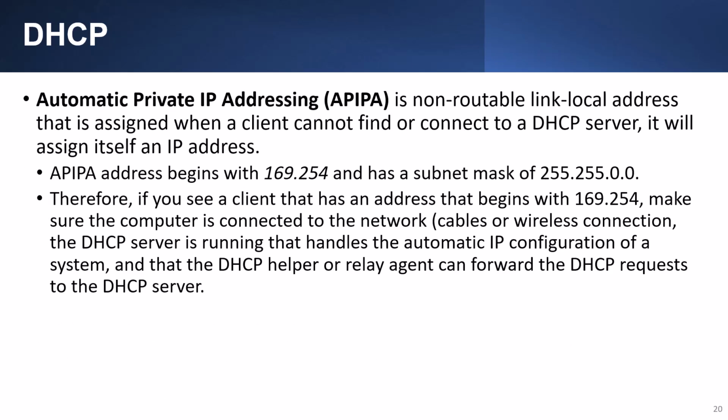Automatic Private IP Addressing, or APIPA, is a non-routable link-local address that is assigned when a client cannot find or connect to a DHCP server, and it will assign itself an IP address. An APIPA address begins with 169.254 and has a subnet mask of 255.255.0.0. Therefore, if you see a client that has an address that begins with 169.254, make sure the computer is connected to the network, by cable or wireless connection, that the DHCP server is running to handle the automatic IP configuration of the system, and that the DHCP helper or relay agent can forward the DHCP request to the DHCP server.